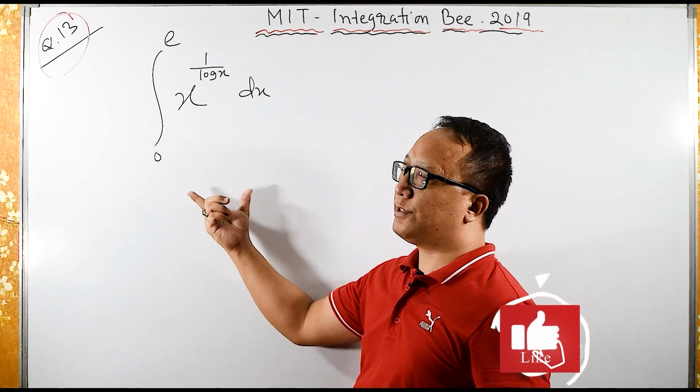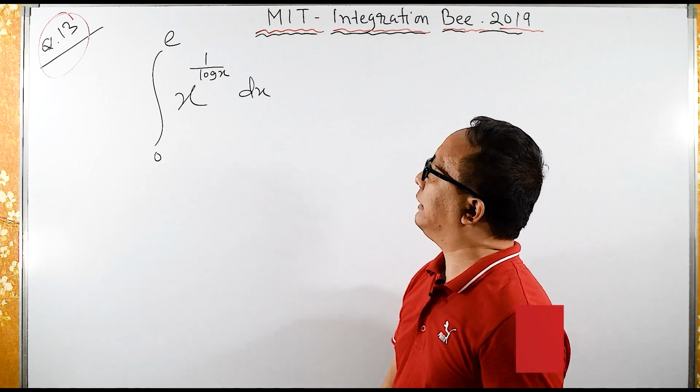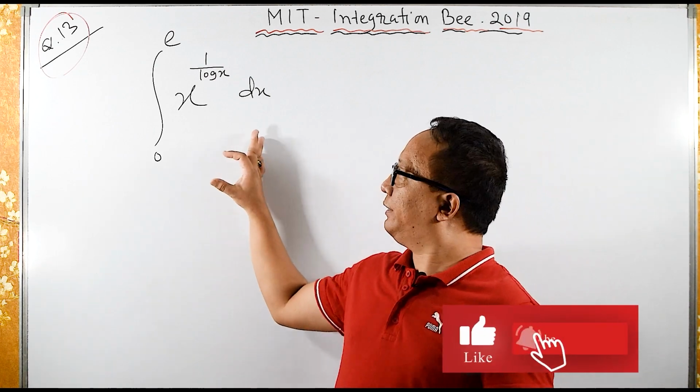Welcome back. This question was asked by MIT Integration B in the year 2019, and this is question number 13. And we know that e and log get cancelled.